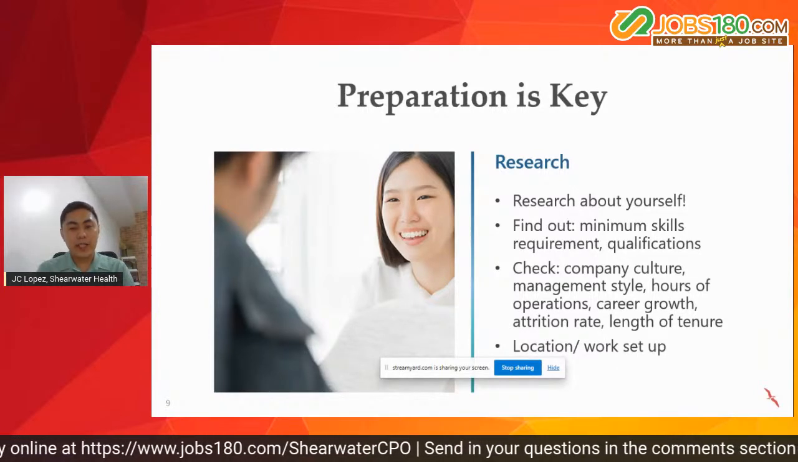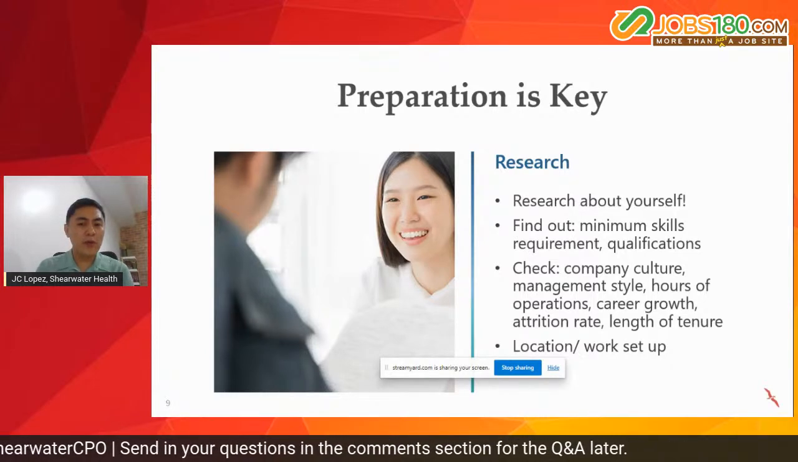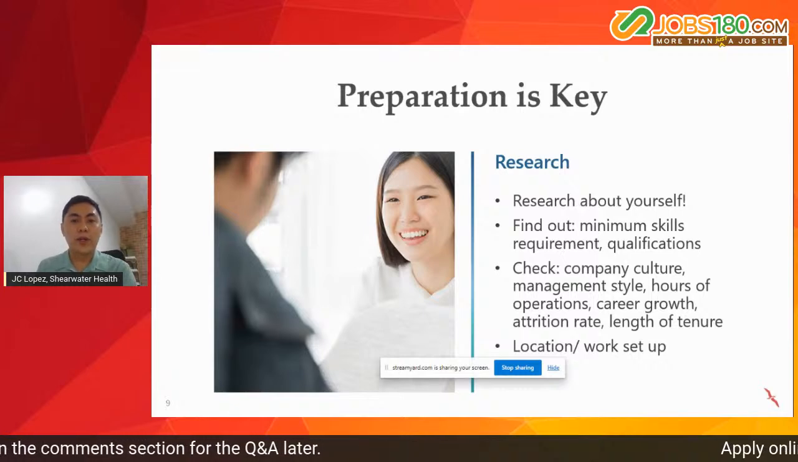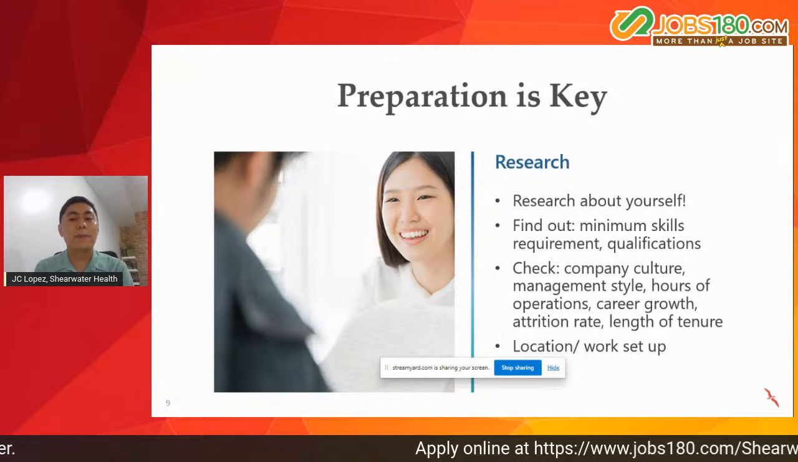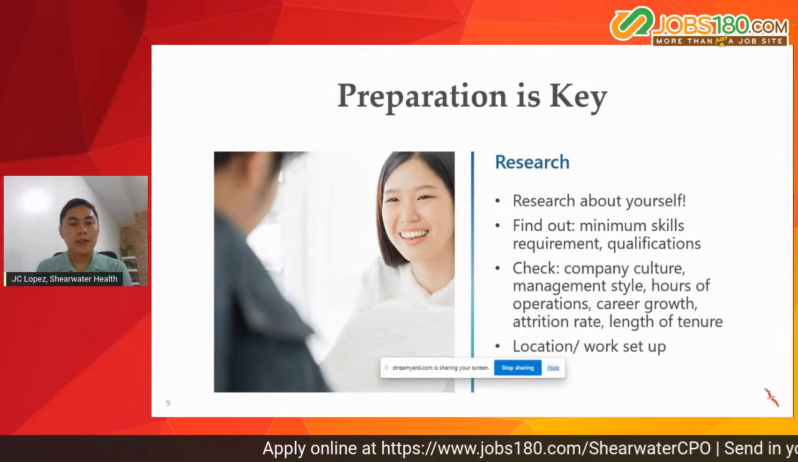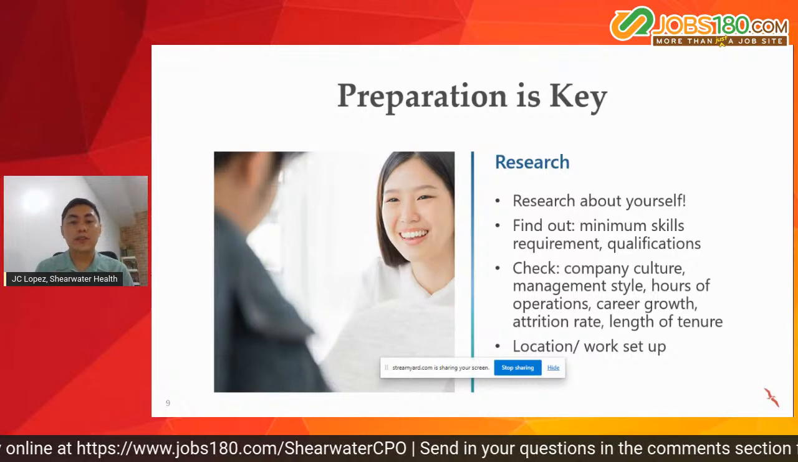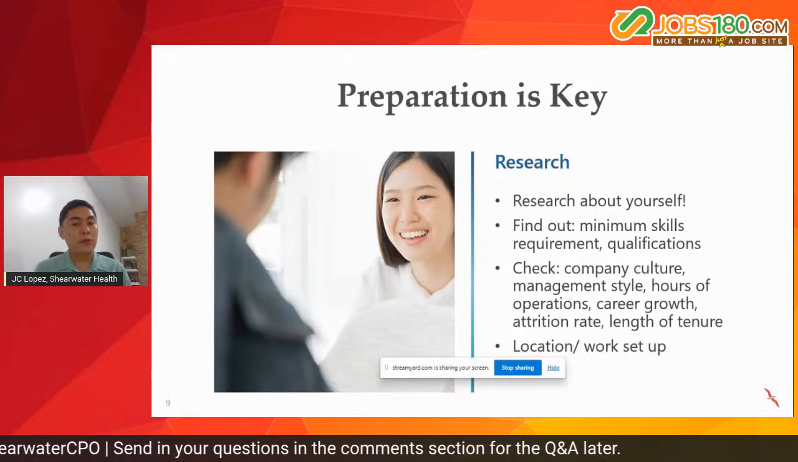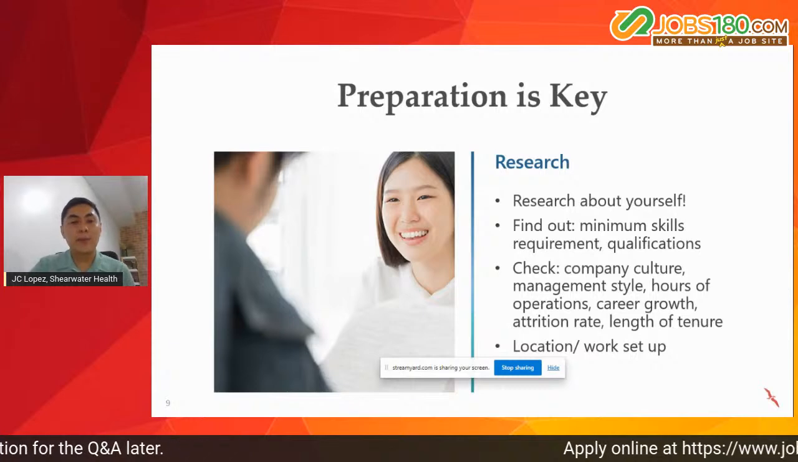Okay, you also have to check the location and the work setup. What is it that you want? Do you want to work from home? Are you okay to work in the office, or are you preparing to work overseas? Right? Is the work setup going to be feasible for your lifestyle, etc.? So again, you do your research, right? Because at this point in time, there's hybrid setup, there's permanent work from home setup, and there's also on-site work setup. Okay, so find your niche. What does the company need? What does the company want?